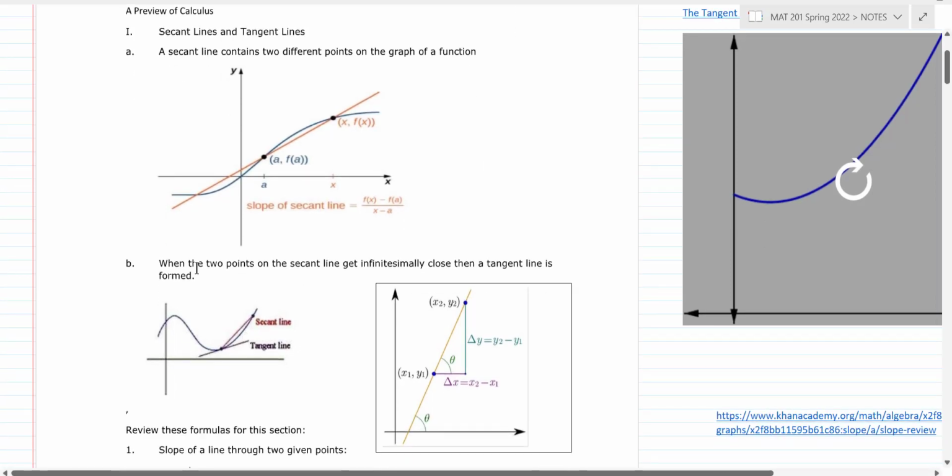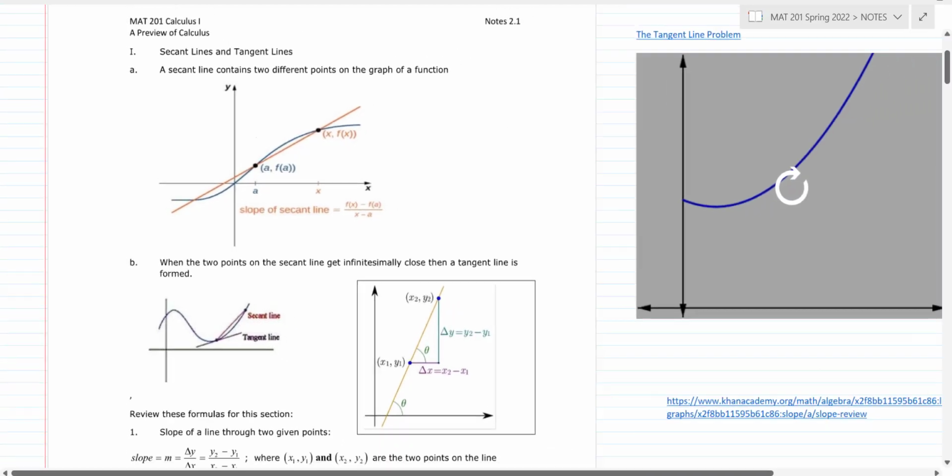So the idea is if the 2 points on the secant line get closer and closer, in fact, if they get infinitesimally close, which means just as close as you can possibly get them without them being the same point, then you form a tangent line. So you can think of a tangent line as really only touching one point in a real small region around that point. So that's the difference between the two.